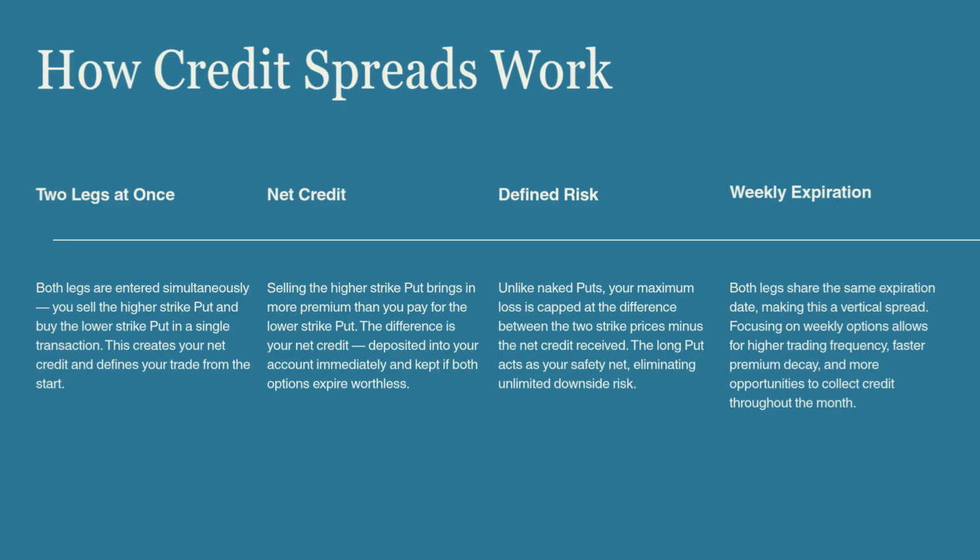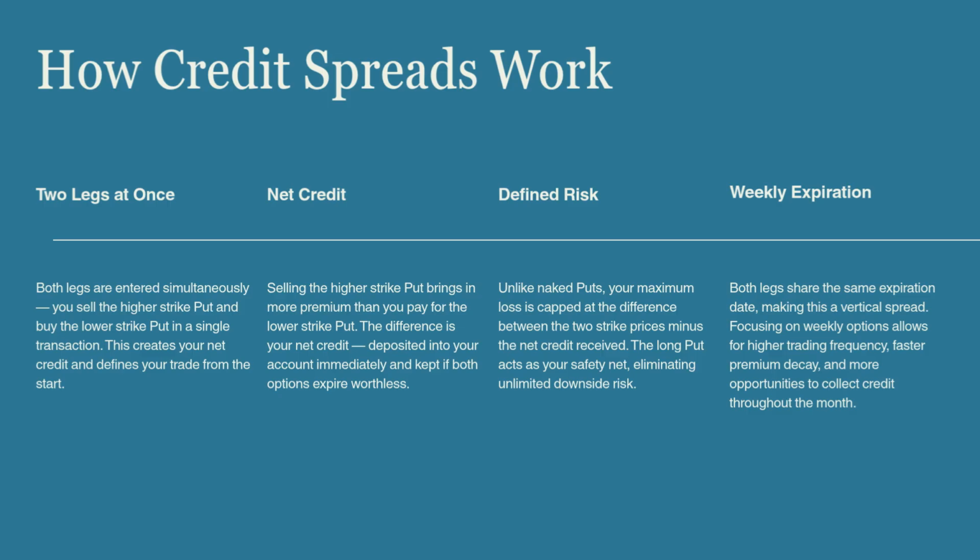This is a defined risk trade, meaning it's defined by the width between the two puts. Unlike a naked put, your maximum loss is capped at the difference between the two strike prices. The long put acts as your safety net, your downside risk protection. So if you have a $5 wide spread, you're going to have $500 worth of total risk. And that's how you're going to define that position.